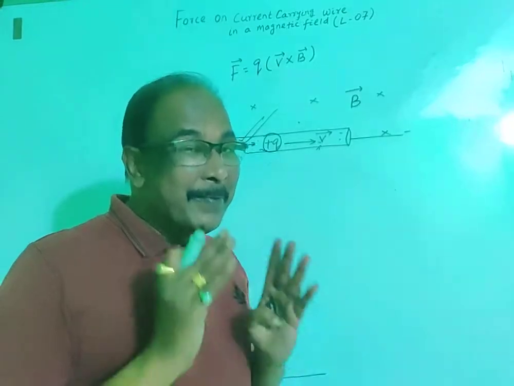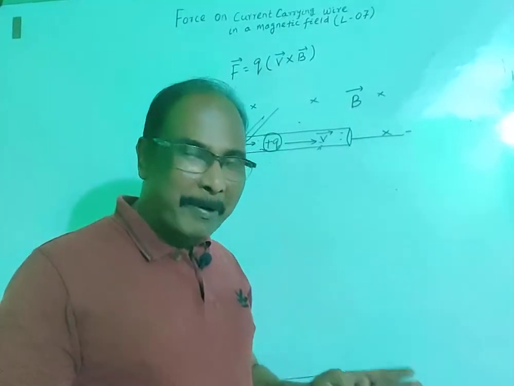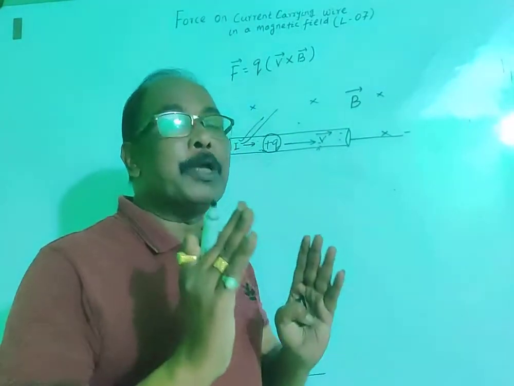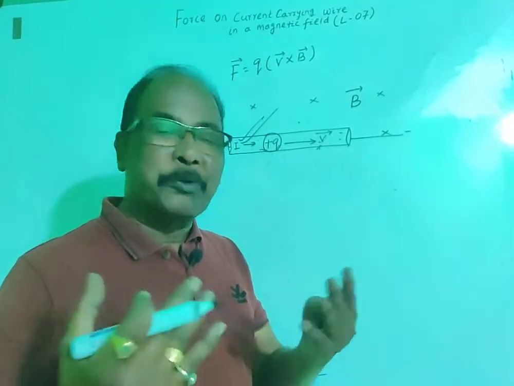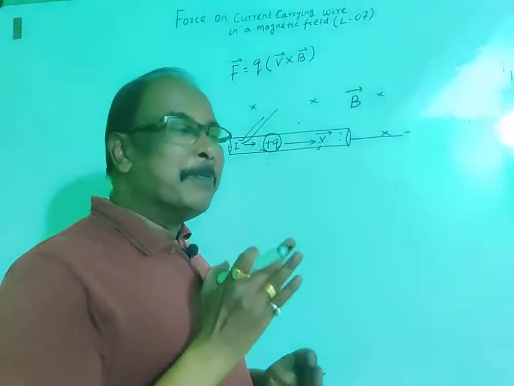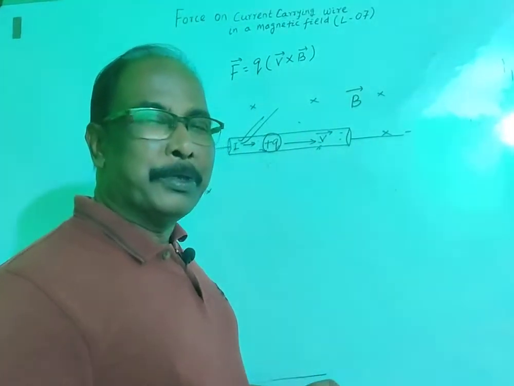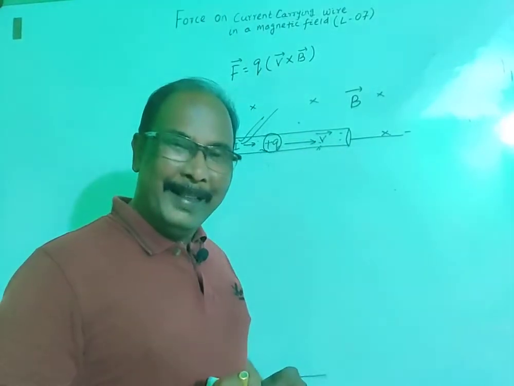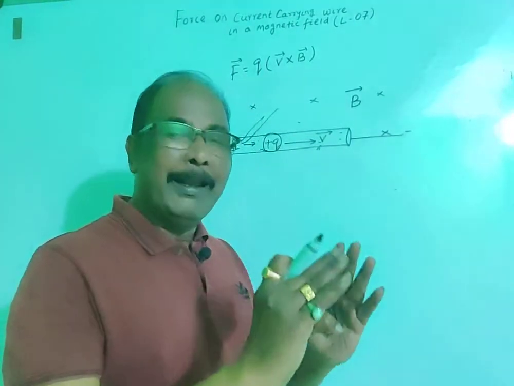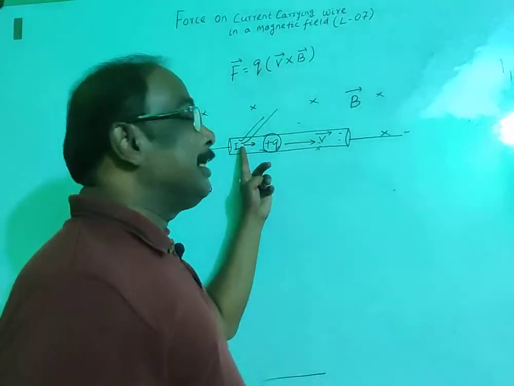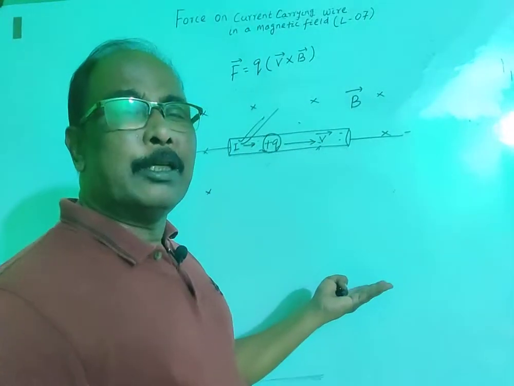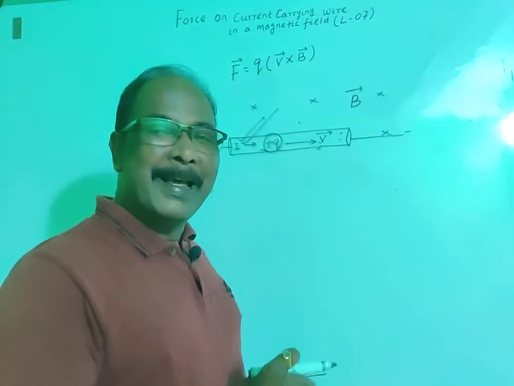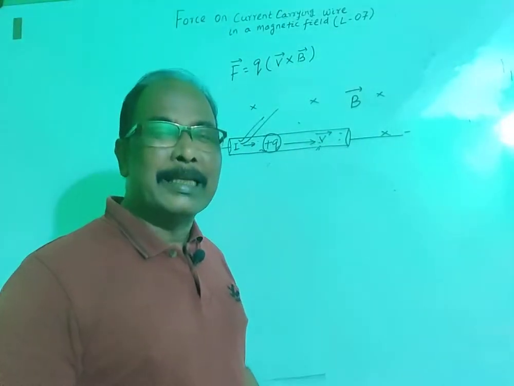Clear? When a charge moves in a magnetic field, it experiences a force. So if a charge moves, then it is equivalent to current. Then it may be concluded that if current is flowing in the conductor, it means charge is flowing in the conductor. If a current carrying conductor is placed in a magnetic field, then it experiences a force.